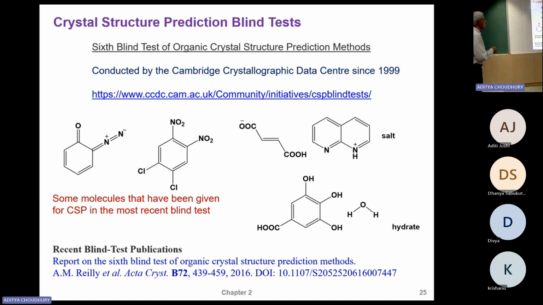This is the sixth blind test that was conducted, in 2016, I think. There may be one now; I'm not following this. It's just to encourage people to work on this area, so that maybe in the future, when more information and better software are available, one may be able to predict the crystal structures right from the written structure of the compound. Okay.